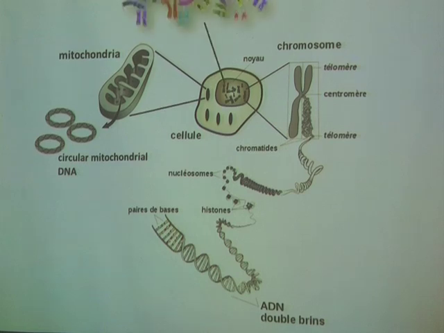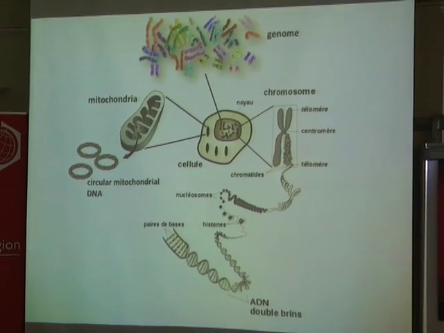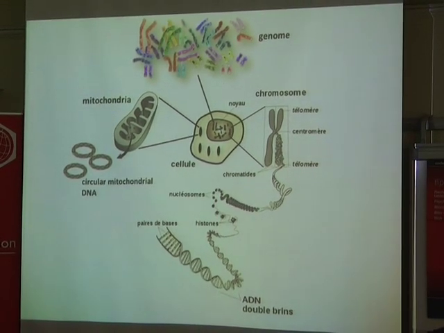Our genome is the ensemble of our DNA material. We have 23 pairs of chromosomes, with a special pair of chromosomes, which are the sex chromosomes, XY for males and double X for women.